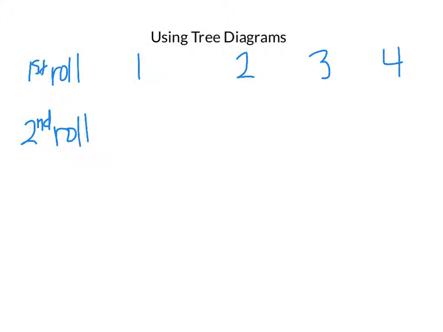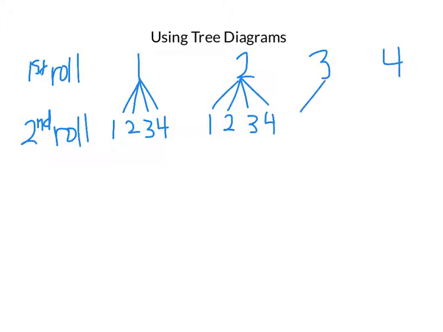So if I roll a 1 on the first roll, the second roll could be a 1, a 2, a 3, or a 4. And if the first roll was a 2, it could be a 1, a 2, a 3, or a 4. And again, if the first roll is a 3, the second roll could be a 1, a 2, a 3, or a 4. And if the first roll was a 4, the second roll could be a 1, a 2, 3, or 4. Now something else you might want to do is then write their sums.